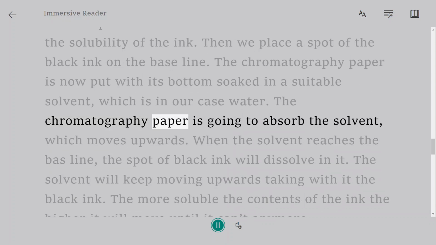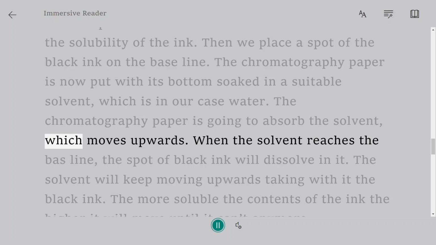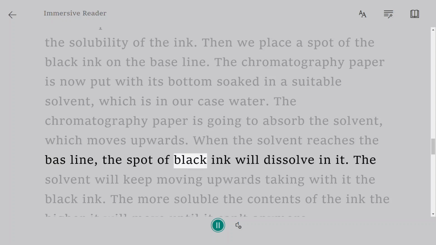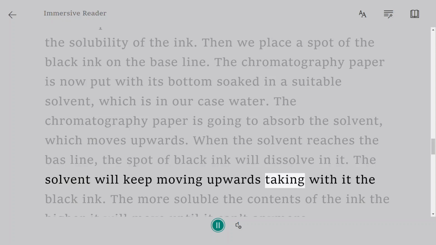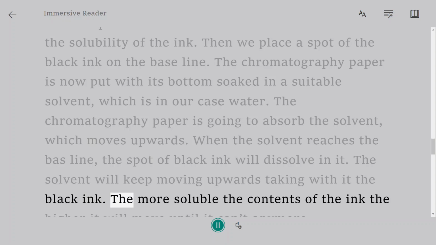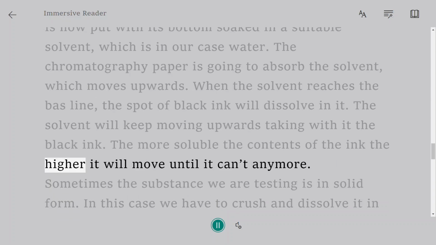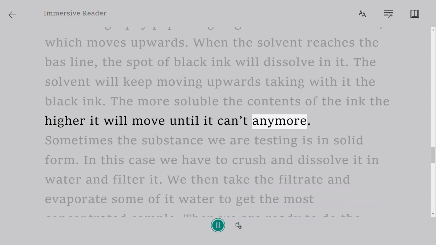The chromatography paper is going to absorb the solvent, which moves upwards. When the solvent reaches the baseline, the spot of black ink will dissolve in it. The solvent will keep moving upwards, taking with it the black ink. The more soluble the contents of the ink, the higher it will move, until it can't anymore.